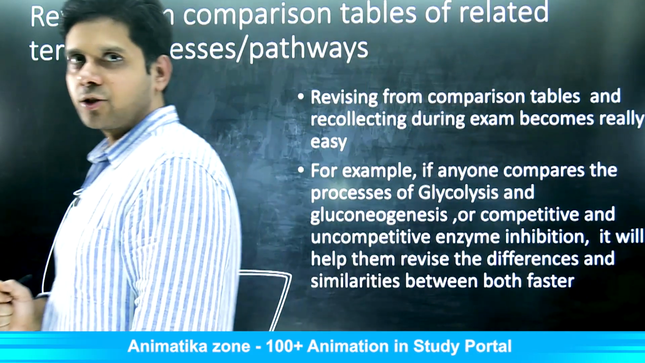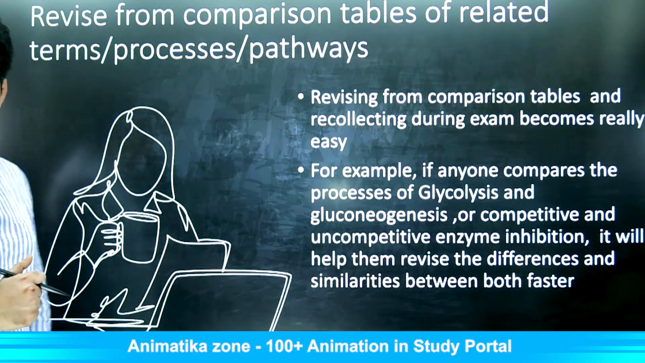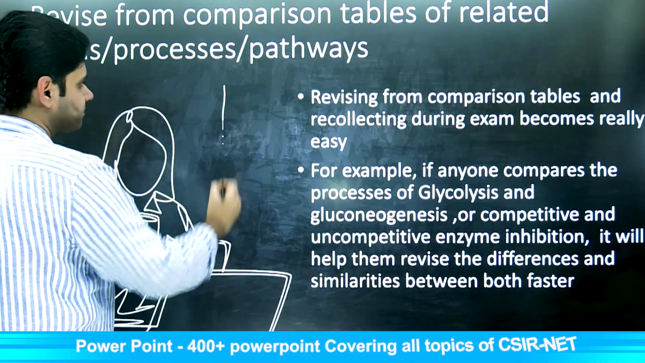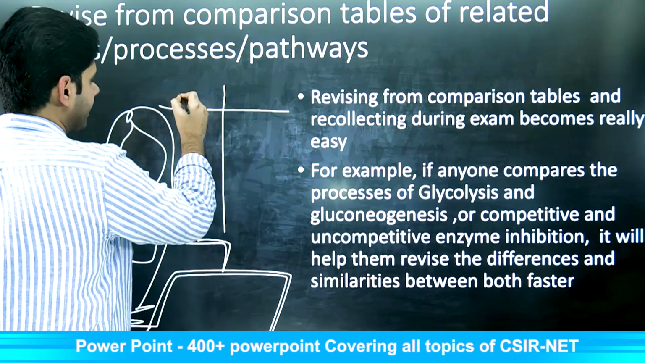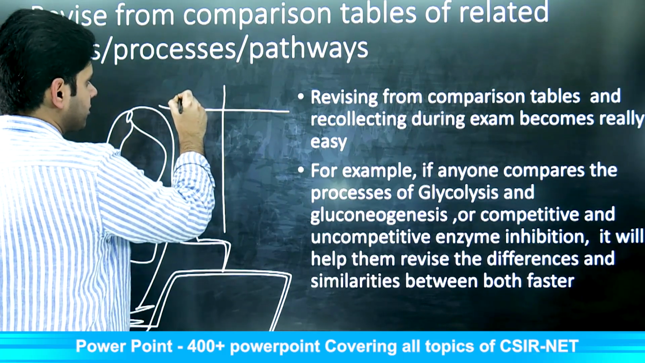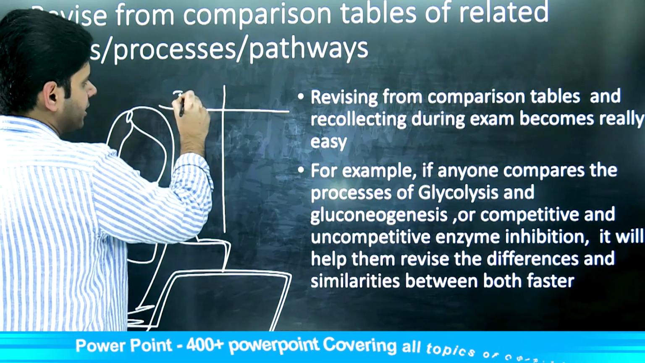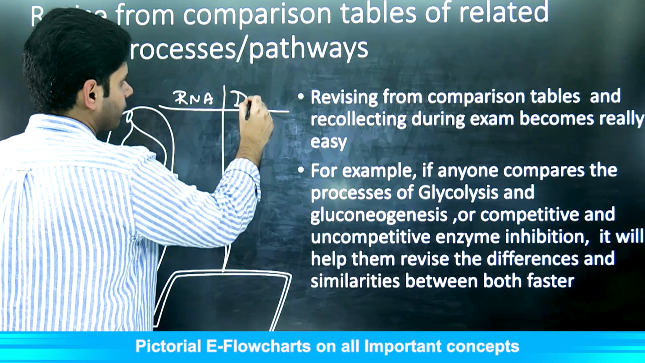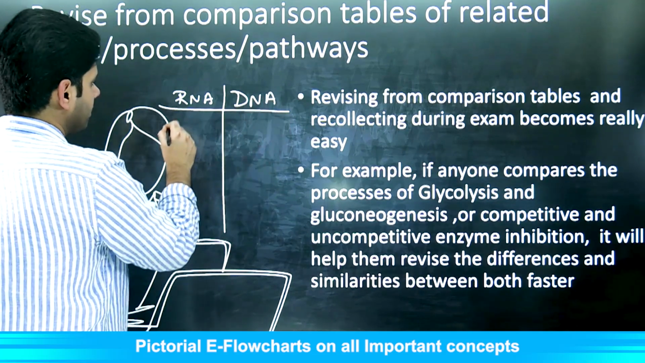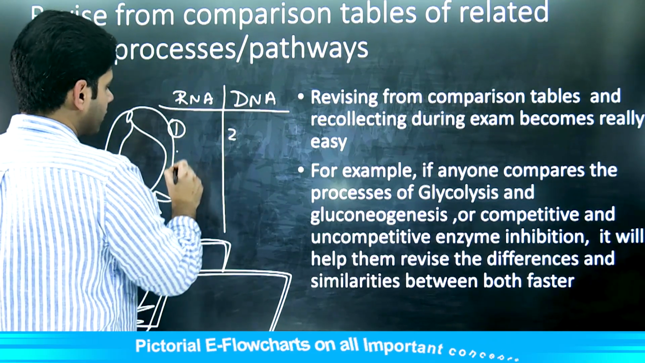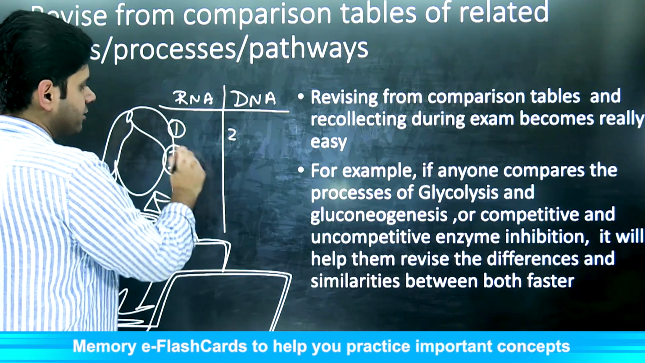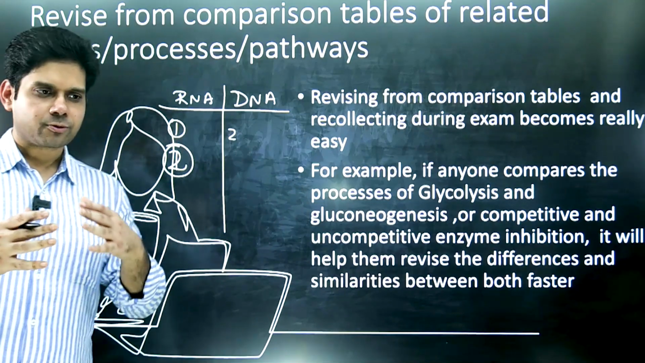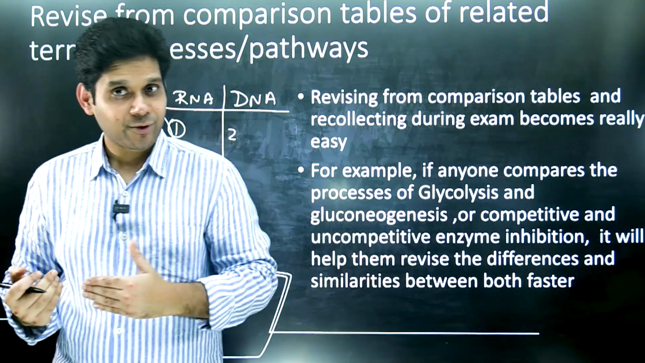Next point which I would like to make here is revise from comparison tables, okay? So like I've always said, draw a table, say you want to distinguish between DNA and RNA, okay? So RNA and DNA, right? So what's the difference? Difference 1, difference 2, right? So like that you can write it down. So that's the benefit. So revising from a comparison table and recollection is easy because one side point you forgot, the other side you can always remember.